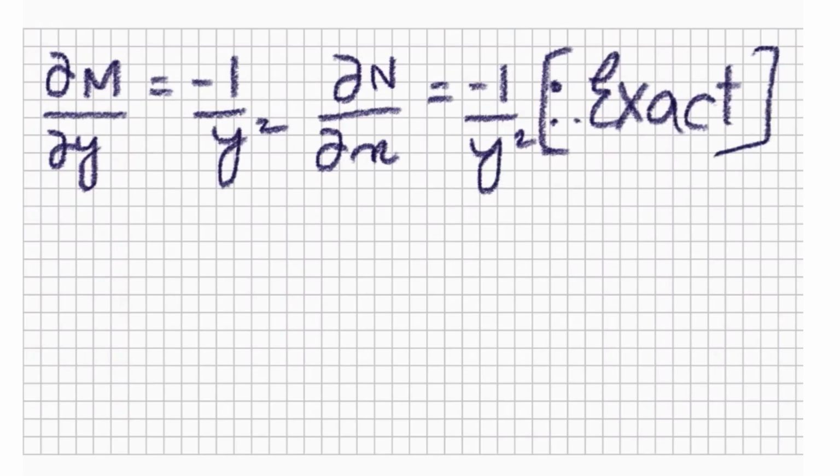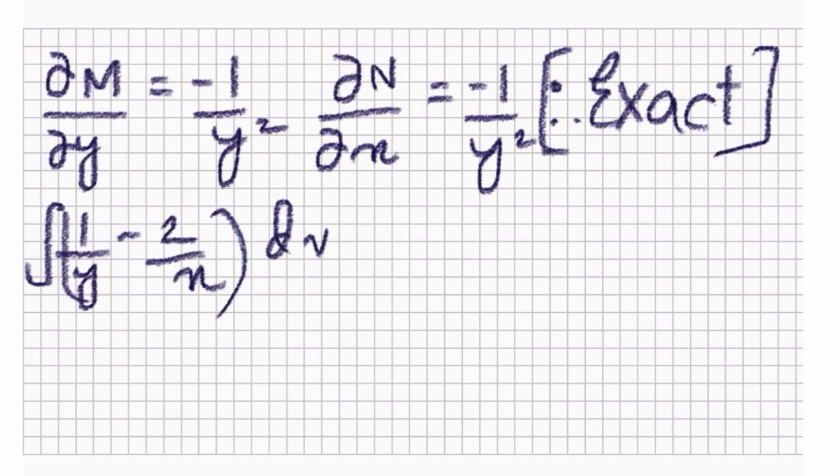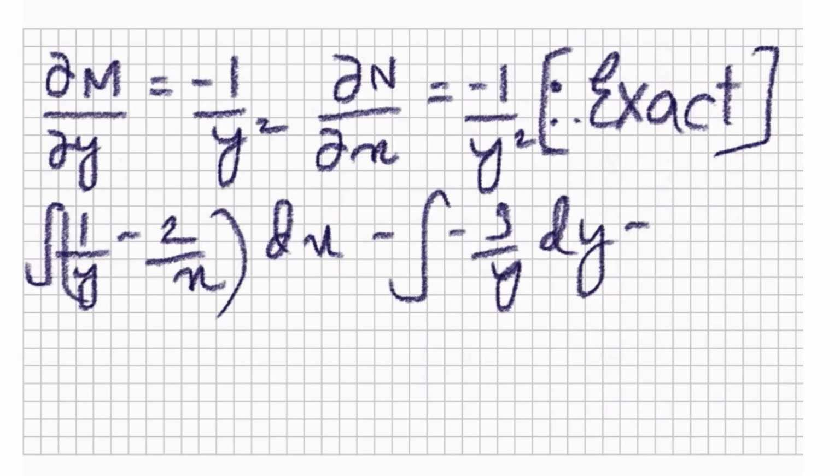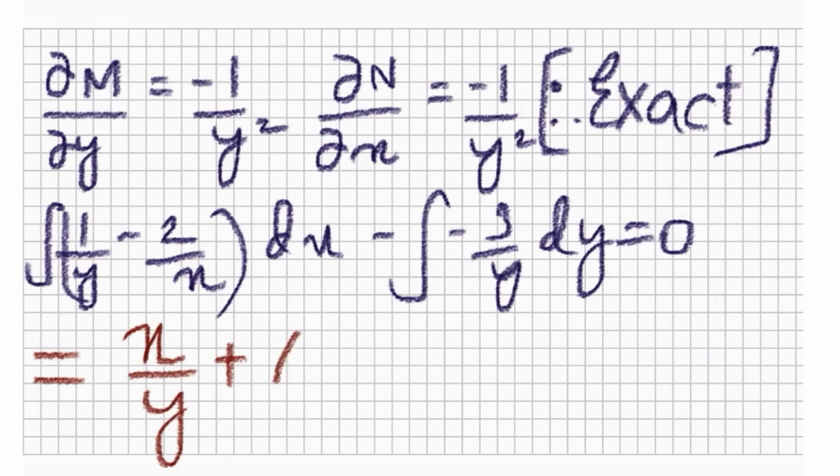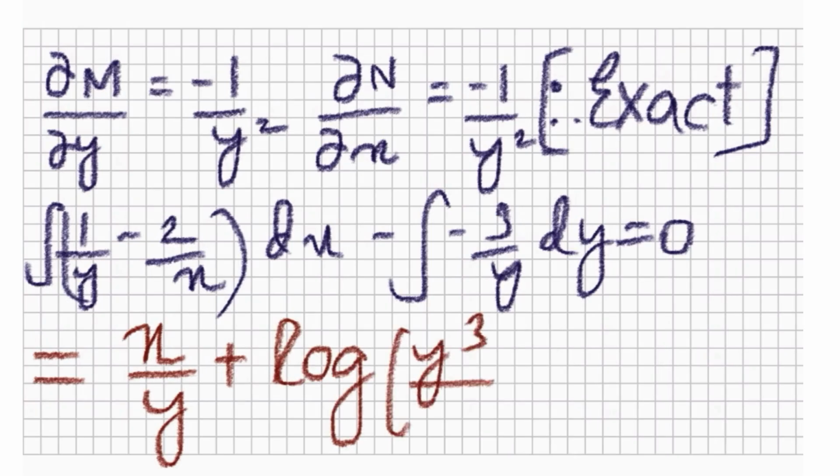This tells us that the equation is now exact and that we can now integrate the new set of dy and dx terms separately. Upon integrating these dx terms and dy terms, we get our solution. Thus, a solution to this equation is x by y plus log of y cube by x square equals c.